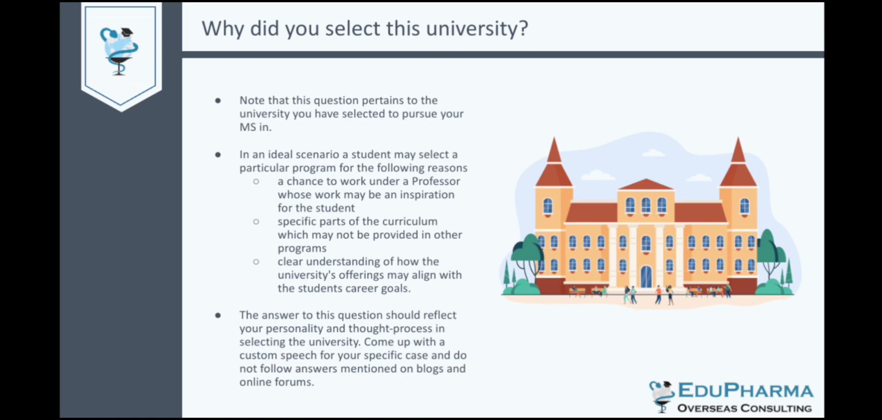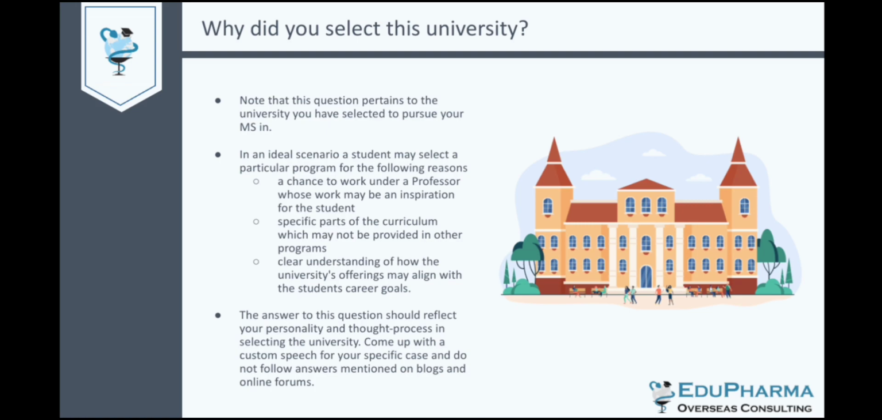So in an ideal scenario here, the student should be able to mention that if there is a professor at that particular university who was an inspiration for you, and you really admire his or her work, and you would want a chance to work with that person, then that can be a very easy answer to say that this is why I really want to go to this program. I chose this program based on the 4 or 5 different admits that I got.